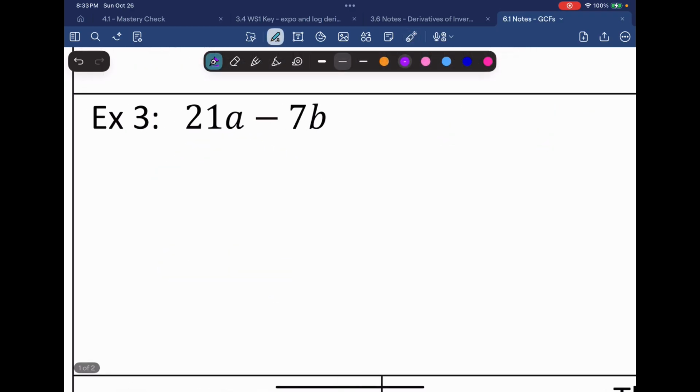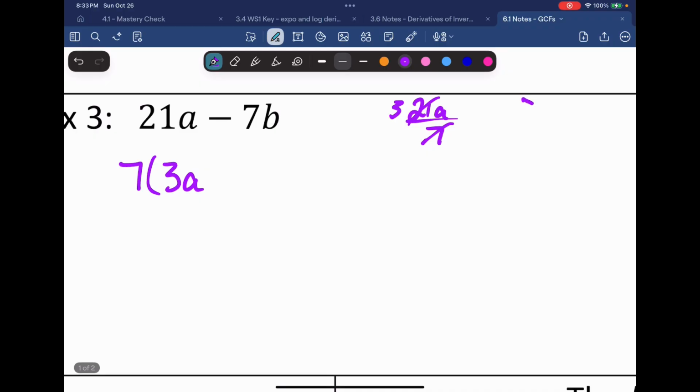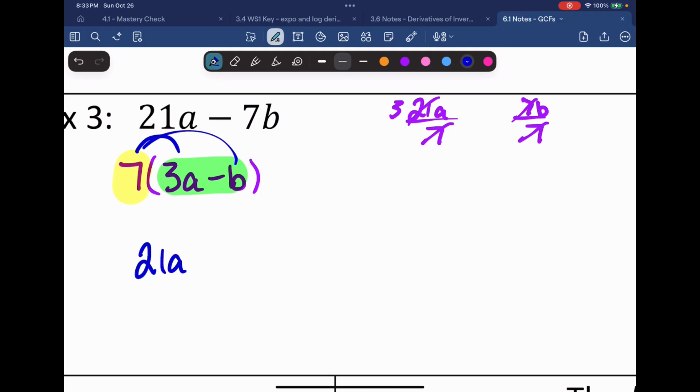21a minus 7b. So I don't see any variables in common, but I can see that 21 can be divided by 7. So 7 must be the common factor. So it's 3a minus b. So that means that's 7 times 3a minus b. These are the factors of 21a minus 7b, because if I multiply them back together, I end up with the original.